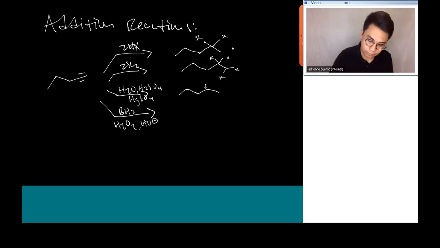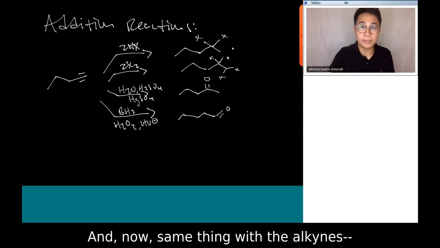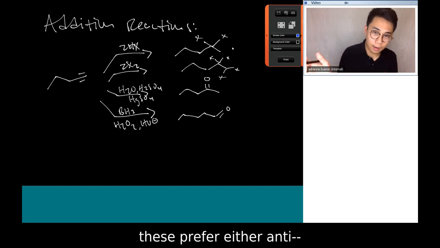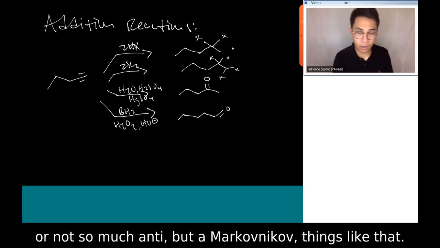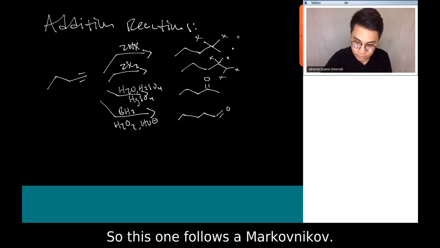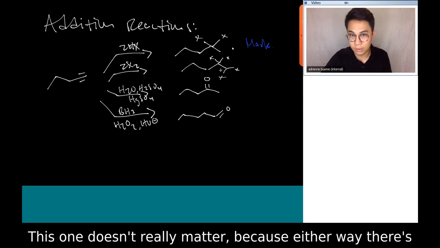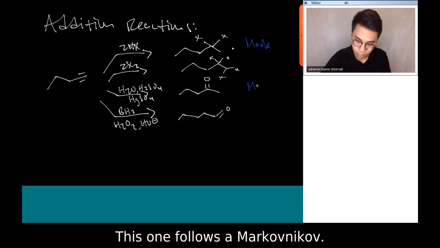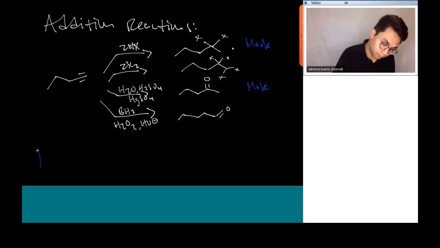We make carbonyls, right? And now same thing with the alkenes. These prefer either anti, well not so much anti, but Markovnikov, things like that. So this one follows the Markovnikov. This one doesn't really matter because either way there's halogens everywhere. This one follows the Markovnikov, and again Markovnikov's rule, Mark's rule.